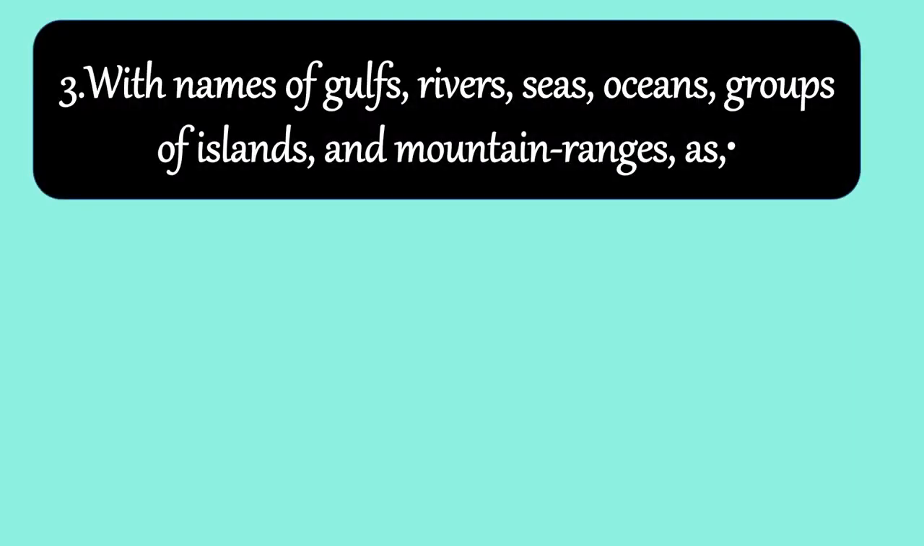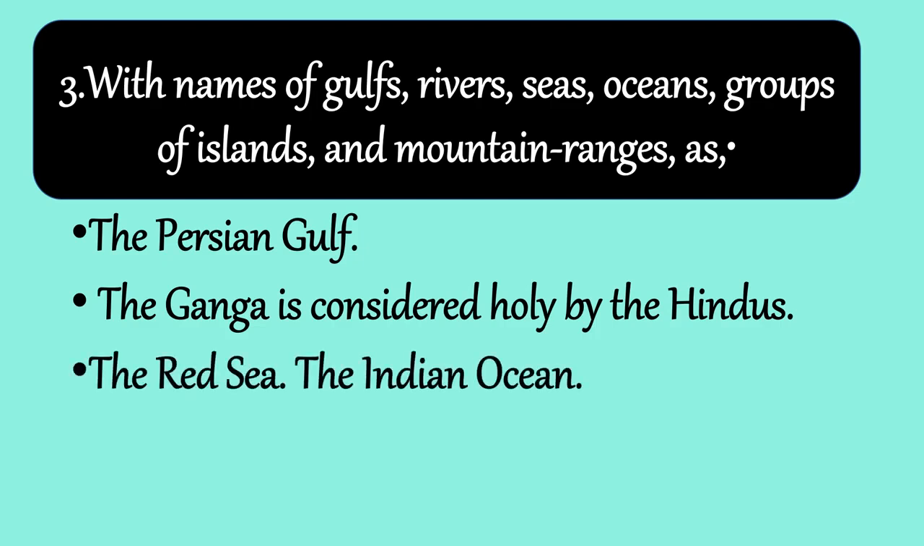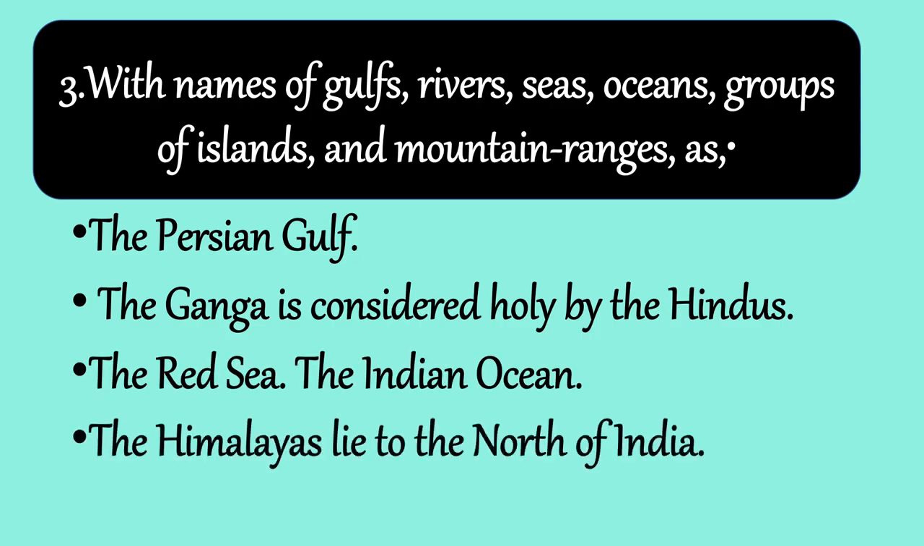The third use of "the" is with the names of gulfs, rivers, seas, oceans, groups of islands, and mountain ranges. For example, the Persian Gulf. The Ganga is considered holy by the Hindus. It is a specific river. The Red Sea, the Indian Ocean, the Himalayas lie to the north of India.